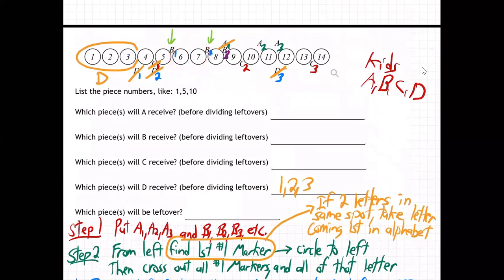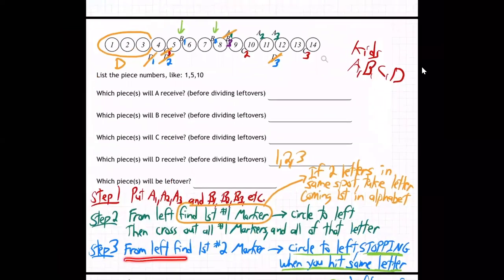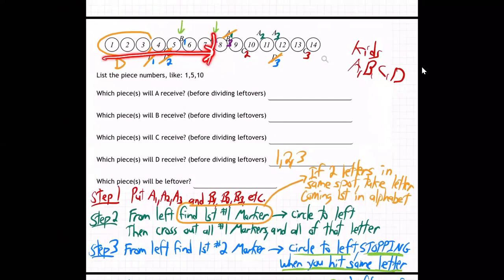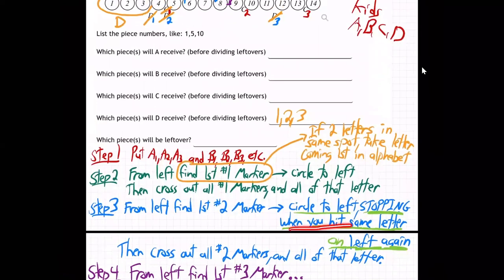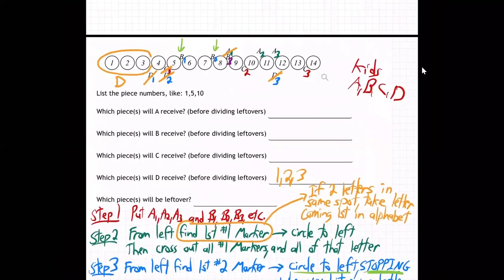So when I'm on step 3 down here, from the left, I found the first number 2 marker right here, and I'm going to circle to the left, but not all the way, just right here, because you circle to the left, stopping when you hit the same letter on the left again. So you just go between B and B. We're only giving sections they've marked out. So I'm only going to circle this section right here, and that's for B. That's candies 6 and 7 for B.